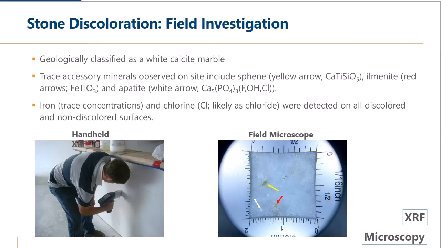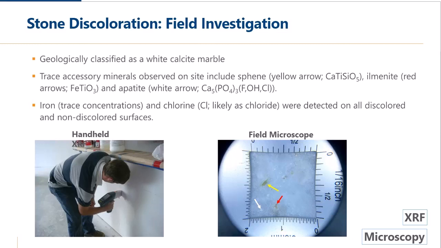Now, walls were reviewed using a field microscope at 11.5x magnification at both discolored and non-discolored surfaces of the marble units. Surfaces were also analyzed using a handheld XRF instrument, which allows for non-destructive elemental analysis of materials to provide identification and relative concentration measurements of the elements at and away from discoloration. Trace concentrations of iron were detected on both discolored and non-discolored surfaces of the marble units.